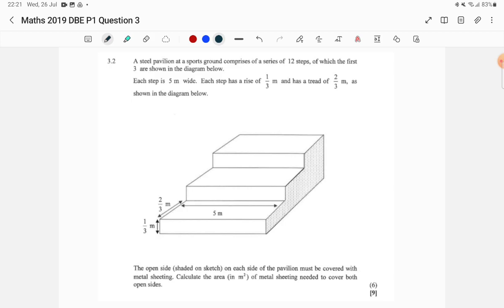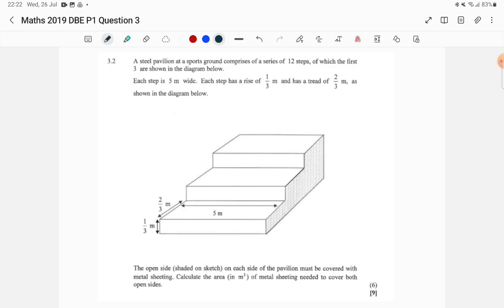The open side, which is shaded on a sketch on each side of the pavilion, must be covered with metal sheeting. Calculate the area in meters squared of the metal sheeting needed to cover both the open sides. So what we'll do is look at one open side and multiply that specific value by 2 in order to get the other side as well.